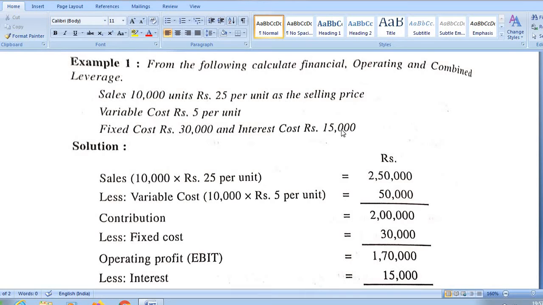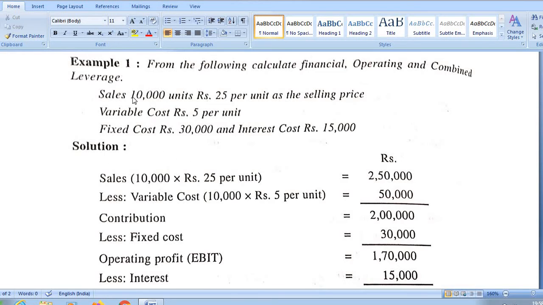So whatever is left out is the amount available to the original owners of the company, who are the equity shareholders. That is the master table. That has to be used for every problem of financing decision. So in this particular problem, let us start with the master table.